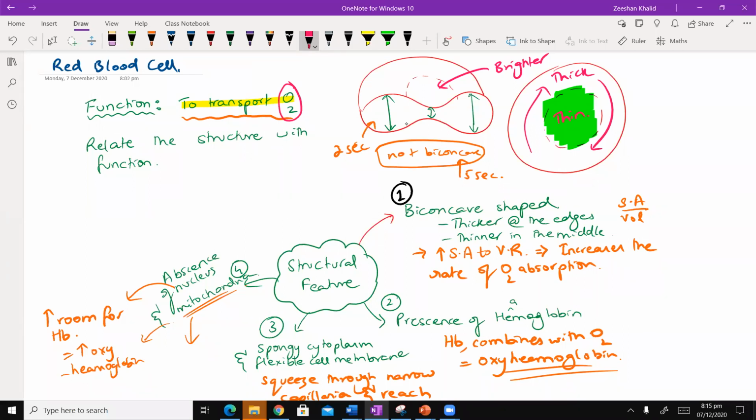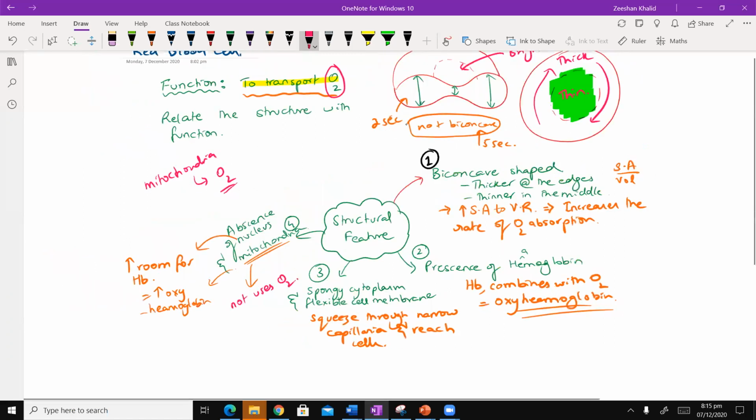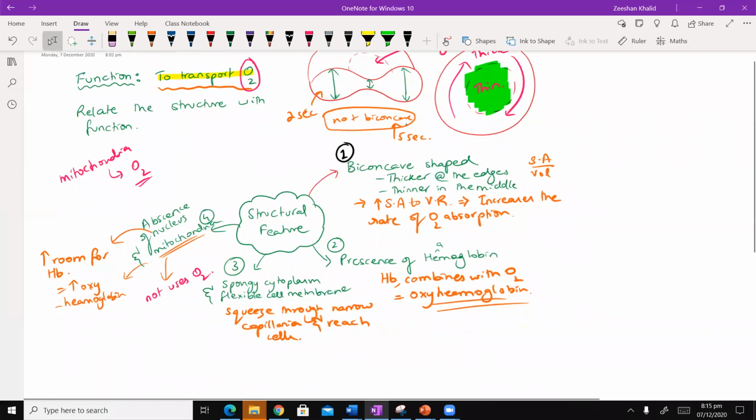Anyhow, if mitochondria is there, mitochondria would actually use up oxygen. Mitochondria, you know, is basically the site where respiration happens, so it actually needs oxygen. So if there is mitochondria in the red blood cell, then the mitochondria will start using the oxygen which was supposed to be transported to the other parts. So absence of mitochondria means it does not use oxygen. Okay? So these are the ways in which you can relate the structural features of the red blood cell with its function.